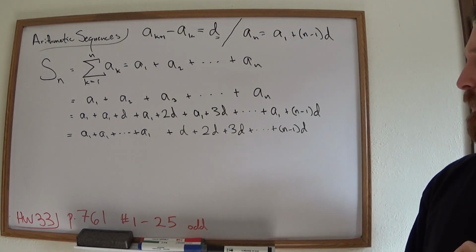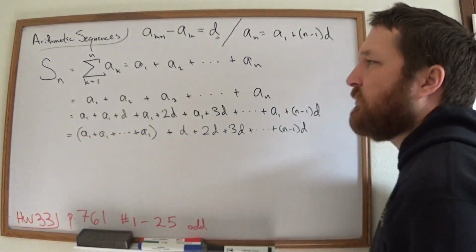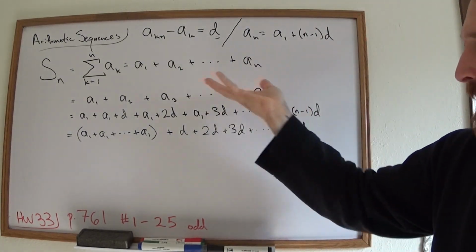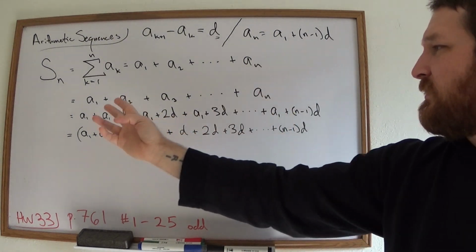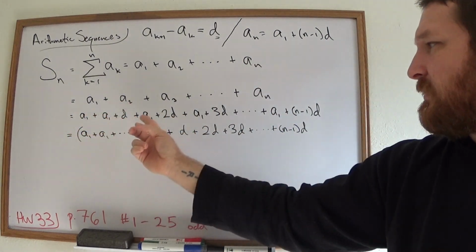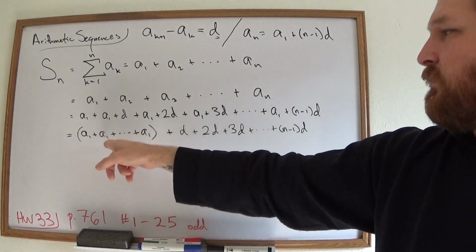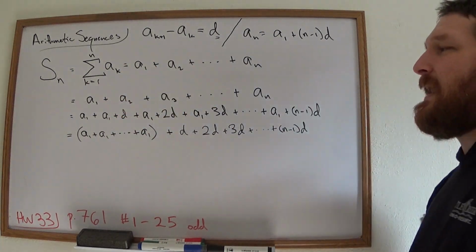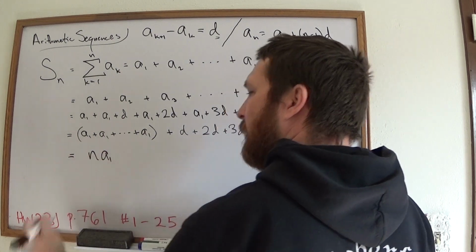Now, of course, we're talking about the nth partial sum. So how many terms are in my sum? Well, n, right? By definition, there's exactly n of these things, which means there's exactly n A1s. And so A1 plus A1 plus A1, done n times, that's the same thing as just taking n times A1, right there.